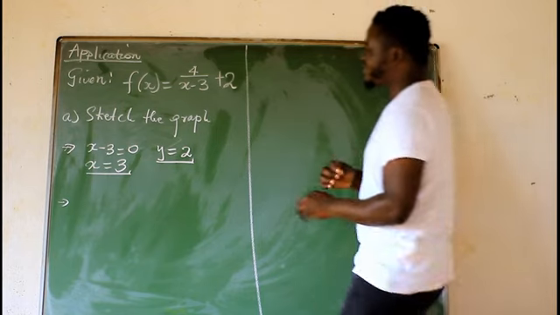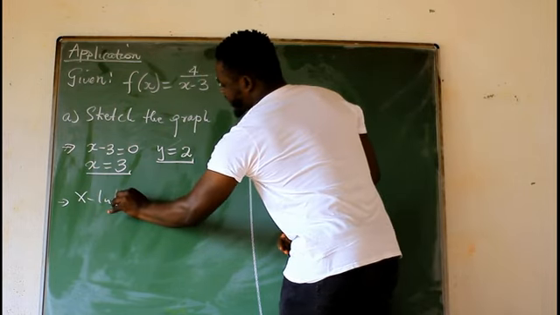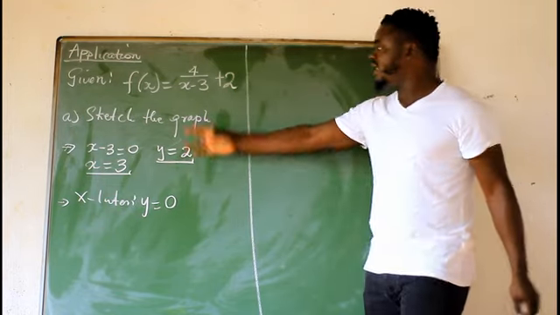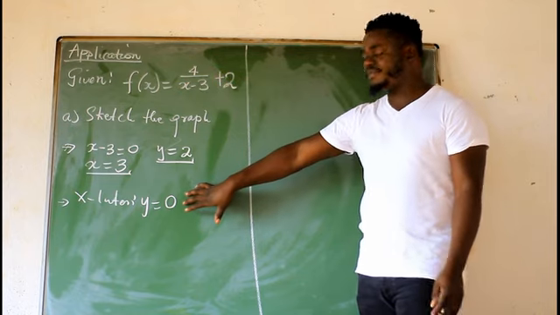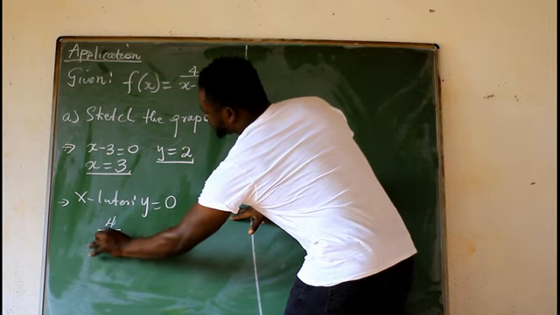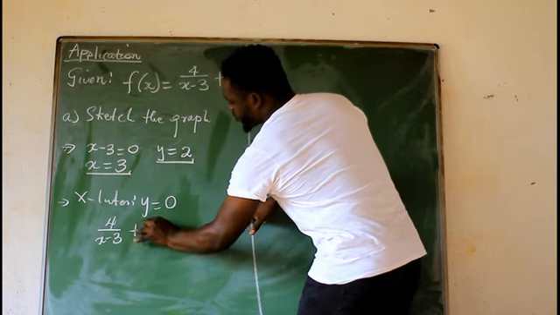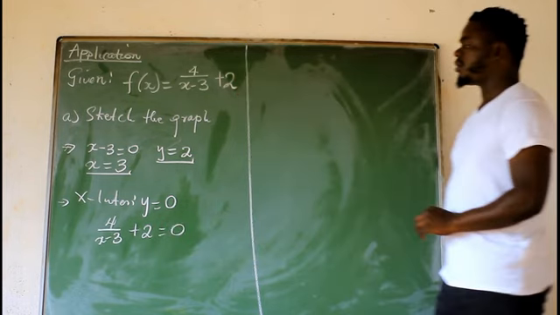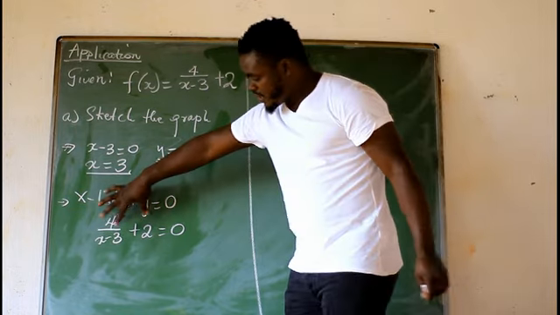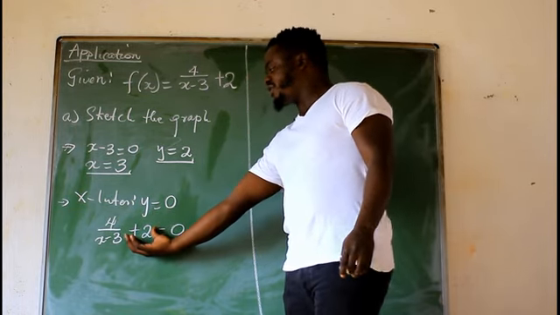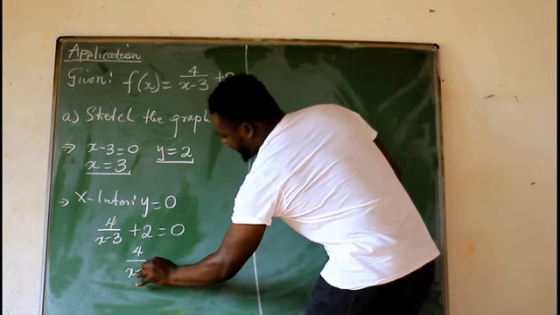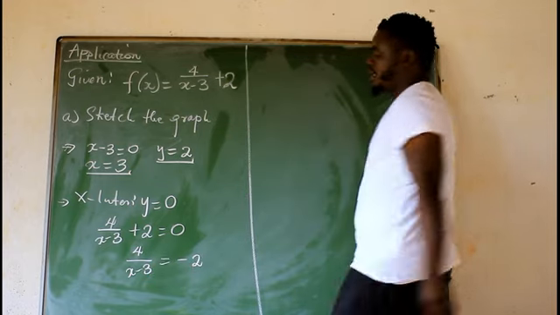We know that for the x intercept, y equal to 0. You need to determine the x intercept of that function. So you are going to have 4 over x minus 3 plus 2 equal to 0, in order to find the x-intercept. Guys, whenever you have something like this, you have to take this to the other side. Now it's going to be 4 over x minus 3 equal to negative 2.